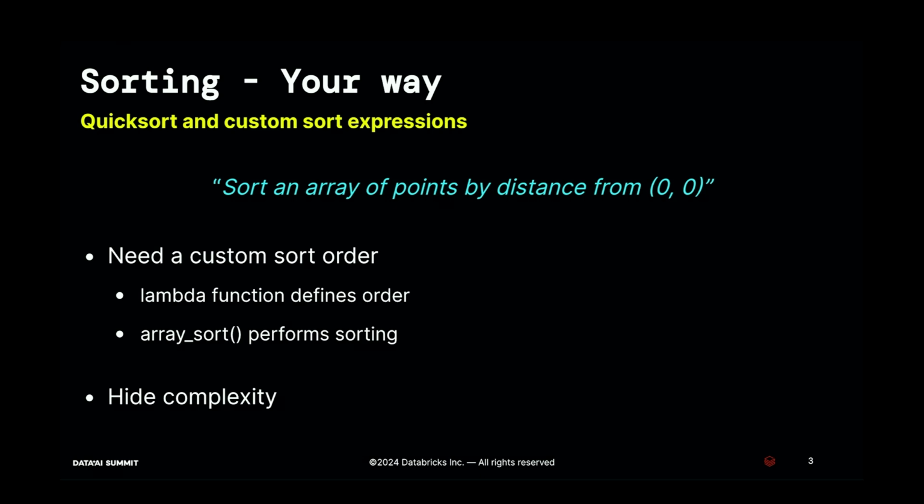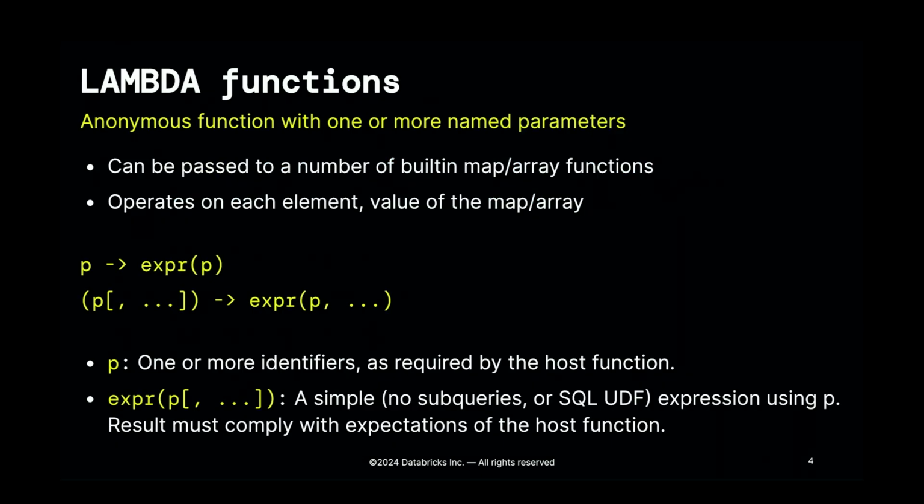And to use custom sort orders, we need to employ two pieces of SQL that are rather interesting. One of them is a lambda function, which we can use to define order. And then we use the array sort function, which actually performs the sorting if I have an array. And then lastly, we want to do something to hide the complexity because it's going to get a bit messy. So let's start with lambda functions.